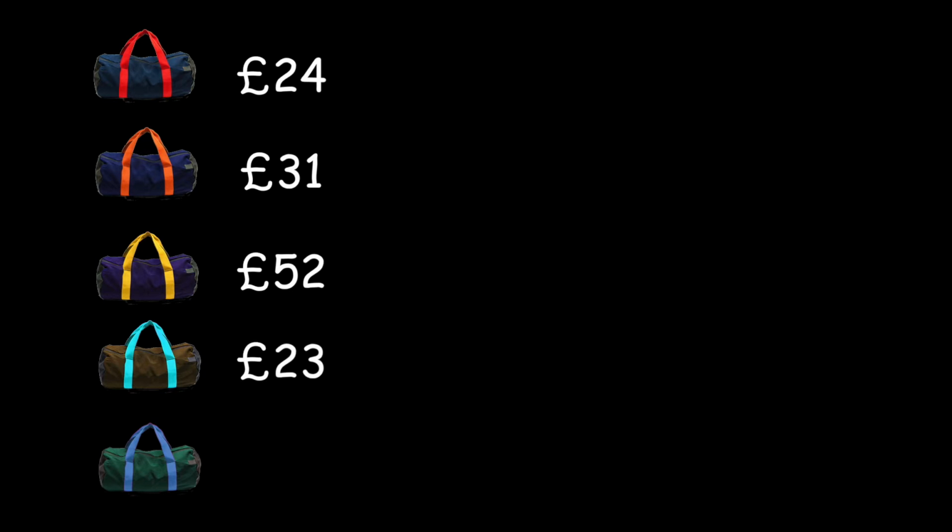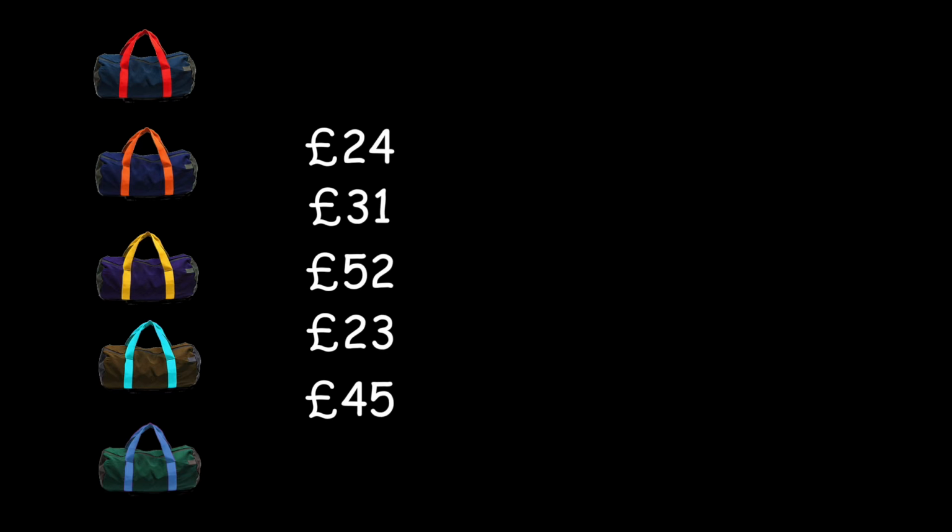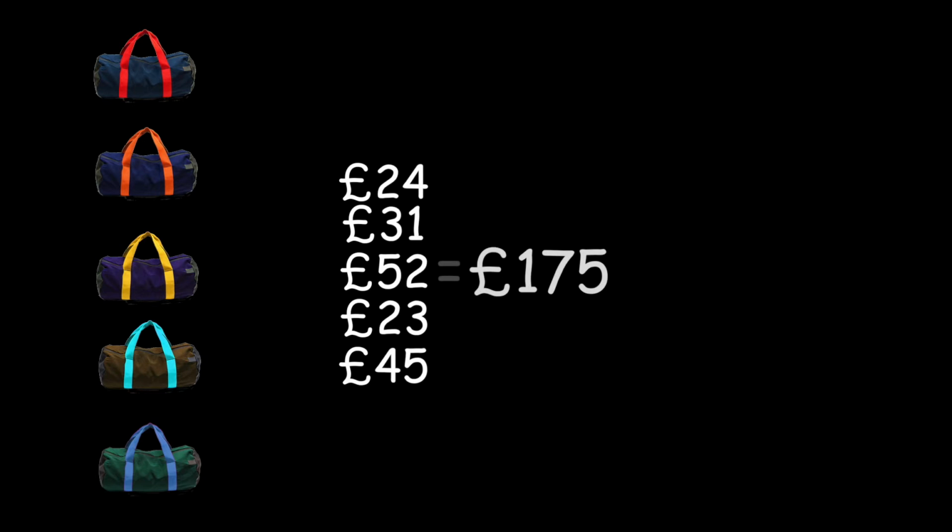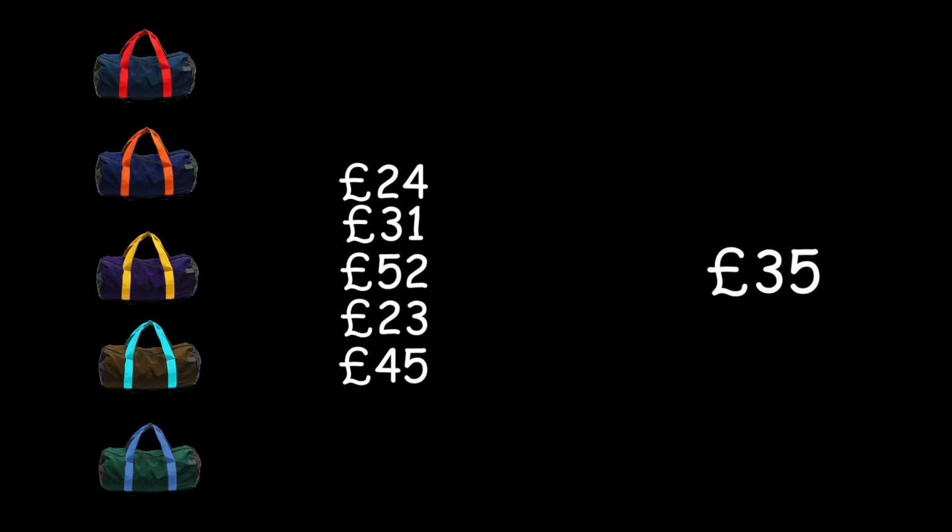Here's another example. We'll try a group of 5 travel bags, costing £24, £31, £52, £23 and £45. Adding the prices of these 5 bags together, we get a total of £175. To get the average cost of one bag, divide 175 by 5, because there are 5 bags, and the answer is £35. Here again, this average value is not anywhere in the original list, but gives a general idea of the cost of one bag.